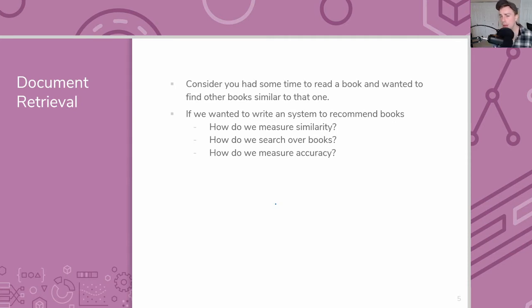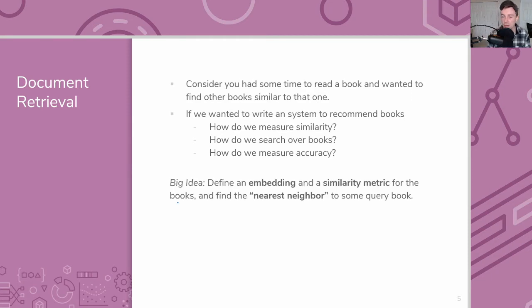And when we're thinking about document retrieval, we're really thinking about how do I say, given a text document, find the most similar ones? And that brings up a lot of questions. How do you measure similarity? How do you actually go find the ones that are most similar? And what does the accuracy of such a system look like? And our big idea from last class was defining an embedding and a similarity metric, and then using some type of nearest neighbor approach to find which document was the closest.